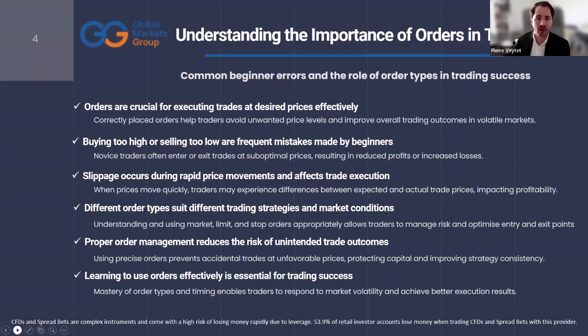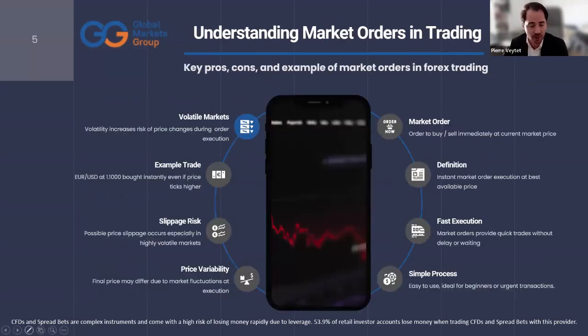Here we go. Okay, understanding market orders in trading. I really would like you to understand that I want you to see market orders as your "now" button. You press buy or sell and you're in the market at the best available price. It's pretty simple. That's perfect when catching a breakout, for example, or when you need to exit a trade quickly.